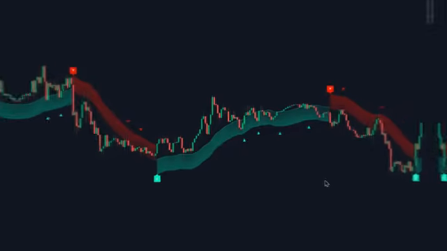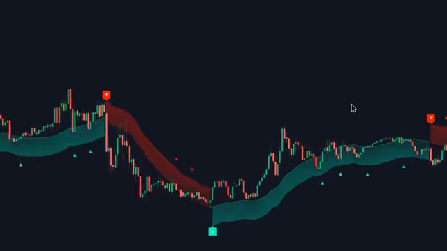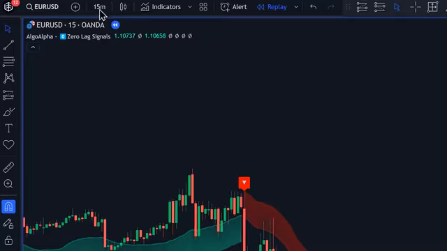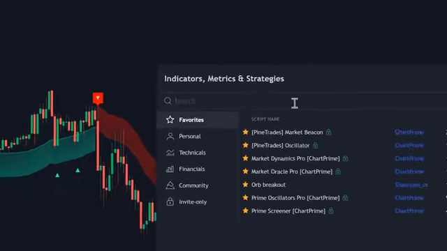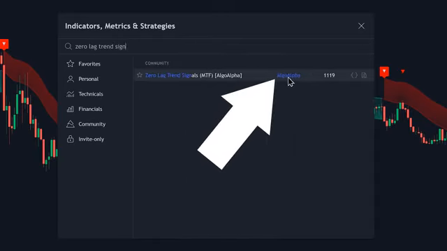Let's get into it. Now, to get started with this indicator, you want to go to TradingView and then open any trading security that you like in any time frame. For me, I'm going to be using the 15-minute time frame of Euro USD. Next, click on Indicators and type in Zero Lag Trend Signals. And you want to select this one created by Algo Alpha.